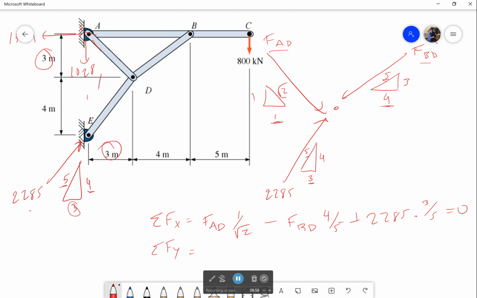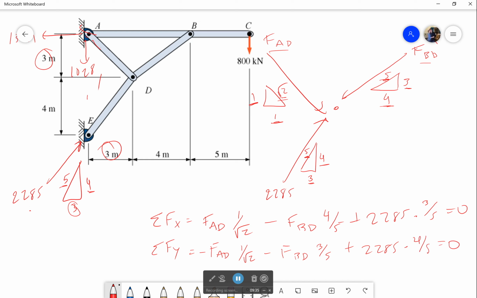So the sum of the forces in the y, very similar, but I have to use the vertical components now. So for force AD, it's going to be the vertical component over the hypotenuse, and it's pointing down. Force BD is also pointing down, and the vertical component would be this one right here over the hypotenuse. That's 3/5 now. And then it's still plus 2285, but its vertical component over the hypotenuse. And there we go.